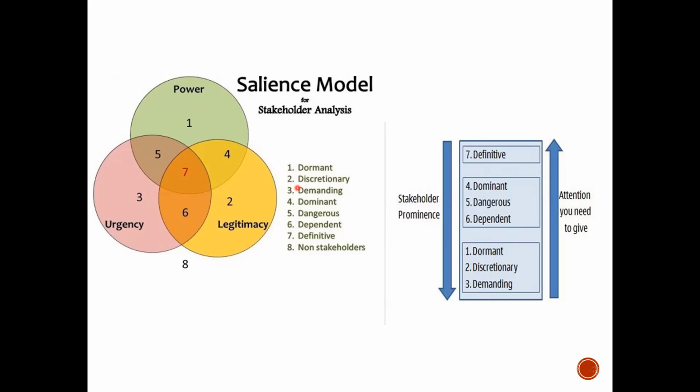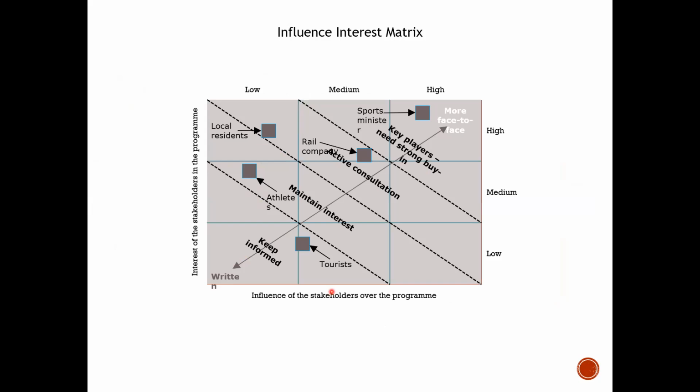Now, similarly, as we did power interest, we have an interest influence matrix also. Interest is the y-axis, influence is the x-axis. Based on interest and influence, you can categorize stakeholders as keep informed, and so on. If the interest and influence is very high, you might require strong buy-in from the stakeholders.